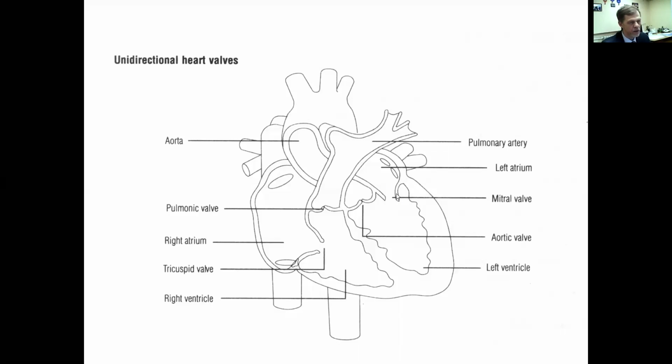Between the left atrium and left ventricle, we have the mitral valve. Between the right atrium and right ventricle, we have the tricuspid valve. These valves are also known as AV valves, atrioventricular valves: mitral and tricuspid. Also, we have two valves, one in the aorta and one in the pulmonary artery. These are known as semilunar valves. So we have the aortic valve and the pulmonary valve.